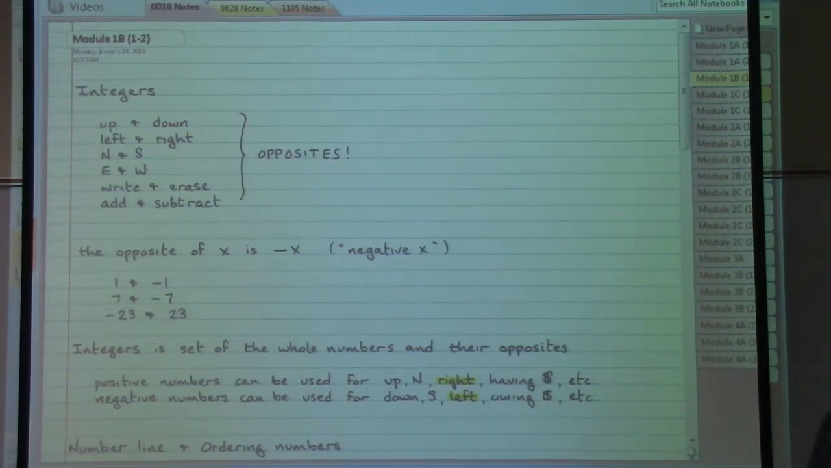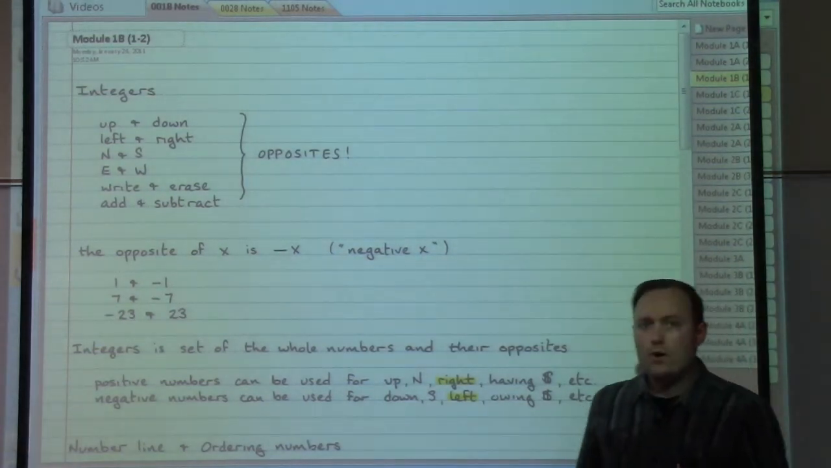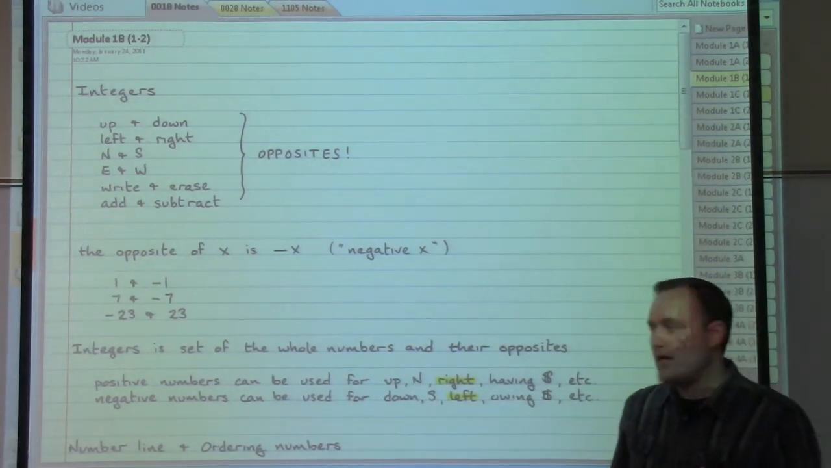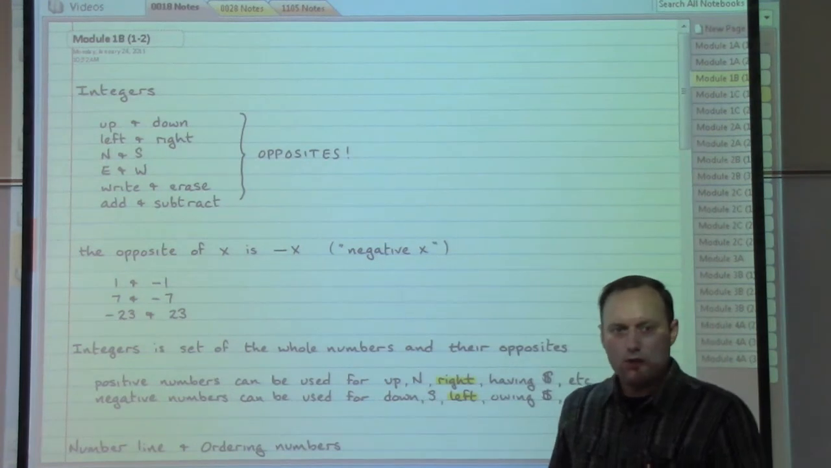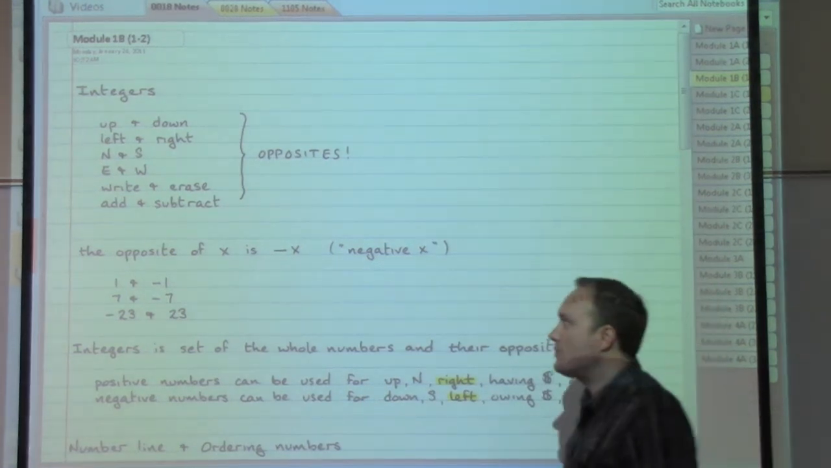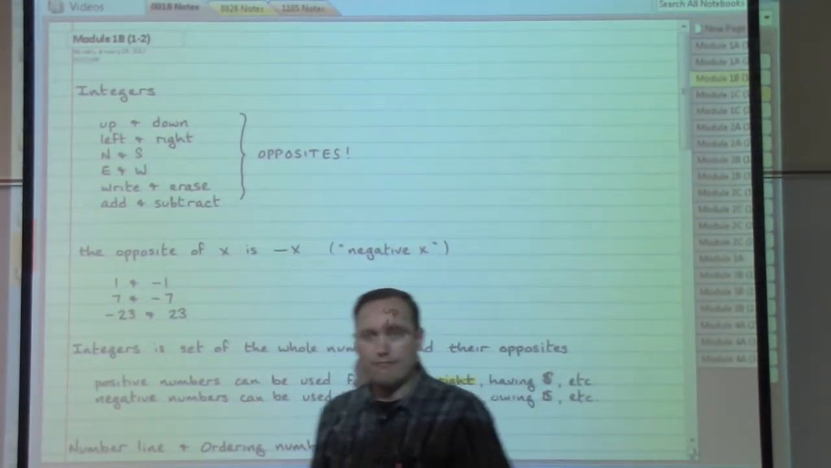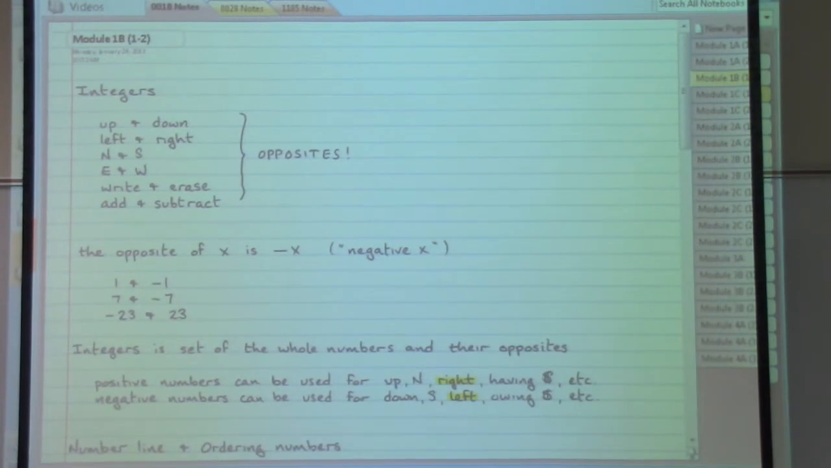The word integer refers to a whole number that could be positive or it could be negative. And the reason that we have to talk about a situation where we have both positive and negative is that there are plenty of real-world examples where we have things that would be considered opposites. So up versus down, left versus right, east versus west, etc.